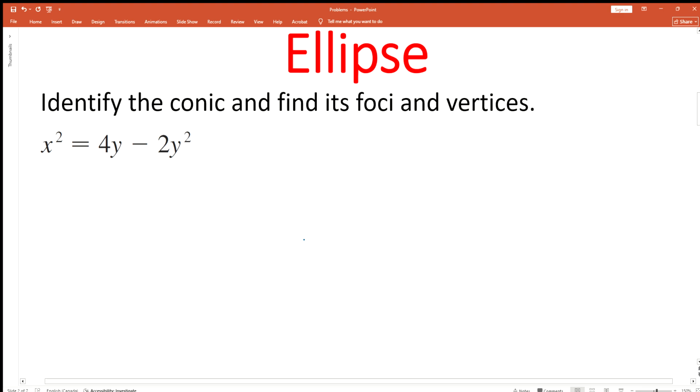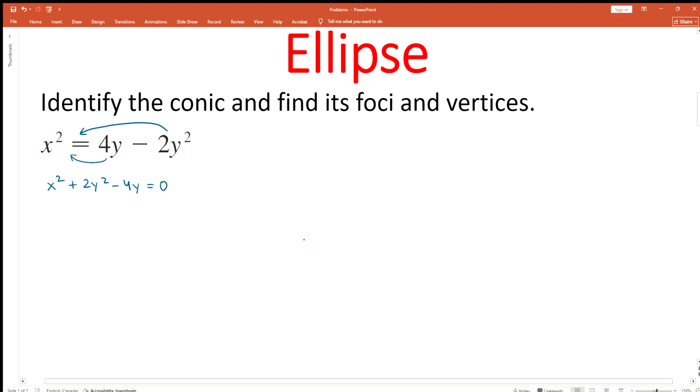We should move the negative 2y squared and 4y to the left side of the equation so that we have just a 0 on the right side of the equation. We get x squared plus 2y squared minus 4y equals 0. This is the given equation in general form. Now we can identify the conic represented by this equation.